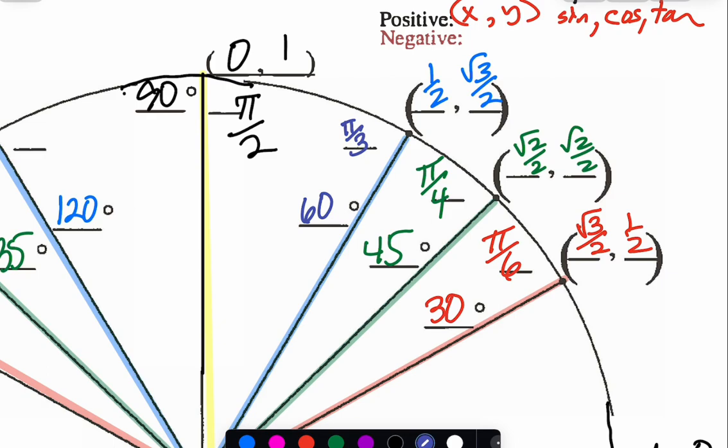So look at the thing that we have here. All of our 30s had a 6 denominator. All of our 45s had a 4 denominator. All of our 60s had a 3 denominator. And all of our quadrantals were either half pis or full pis. So the denominators should get smaller as they go up. So pi over 6, pi over 4, pi over 3, pi over 2. So that's a pattern that can help you.